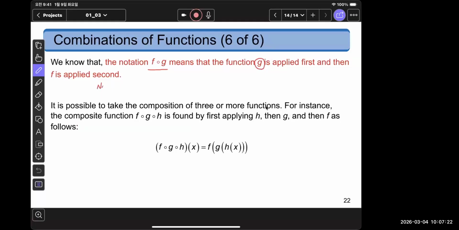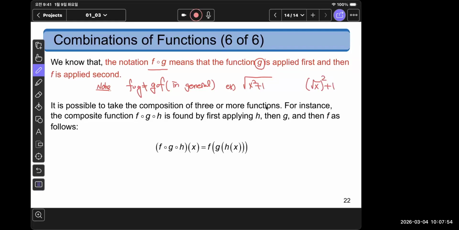Okay, so note that f circle g is in general different from g circle f. I mean, in the previous example, the square root of x squared plus 1 was the f circle g, while g circle f will be, f is square root of x, and then I square that value and add 1. That is g circle f, and this is f circle g, and they are usually different.